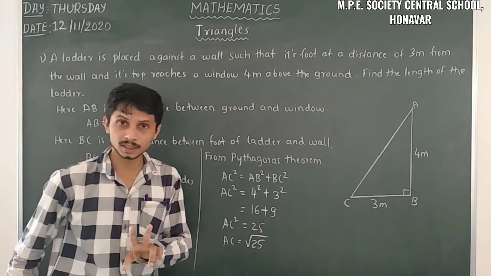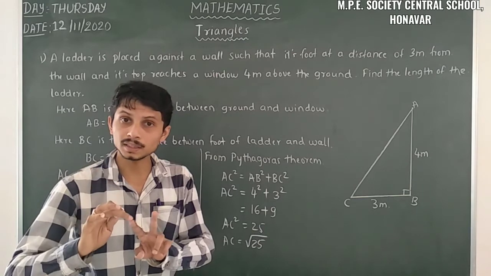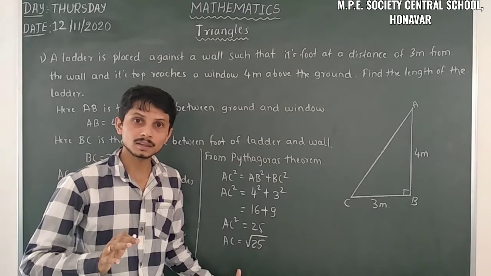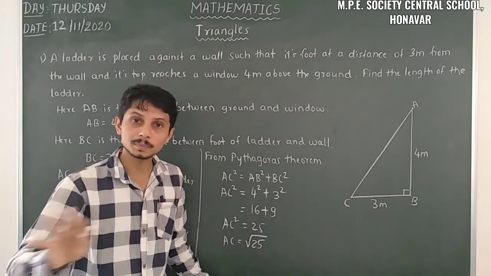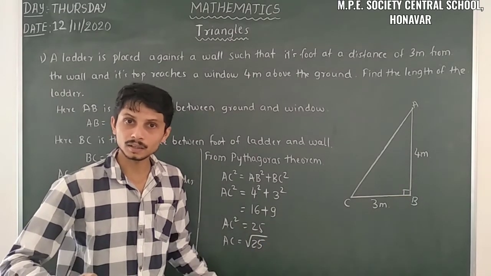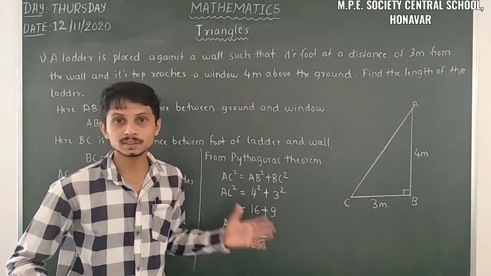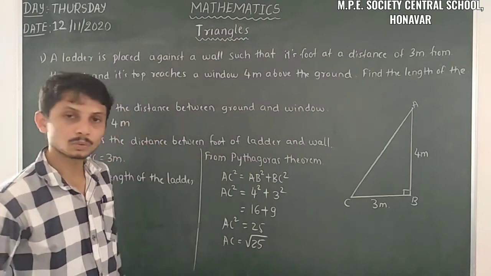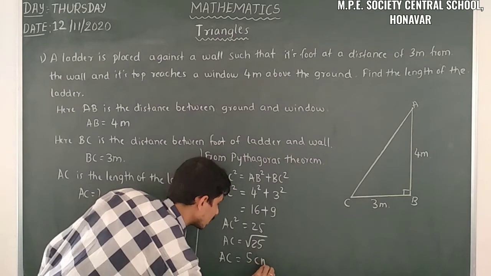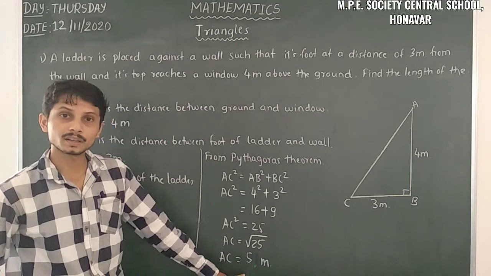Here there are two possibilities: one is minus 5, another one is plus 5. Just look here, it's a distance, and distance can't be negative. So we can't take minus 5, and plus 5 is enough. So AC is equal to 5 meters, sorry, 5 meters is the answer.